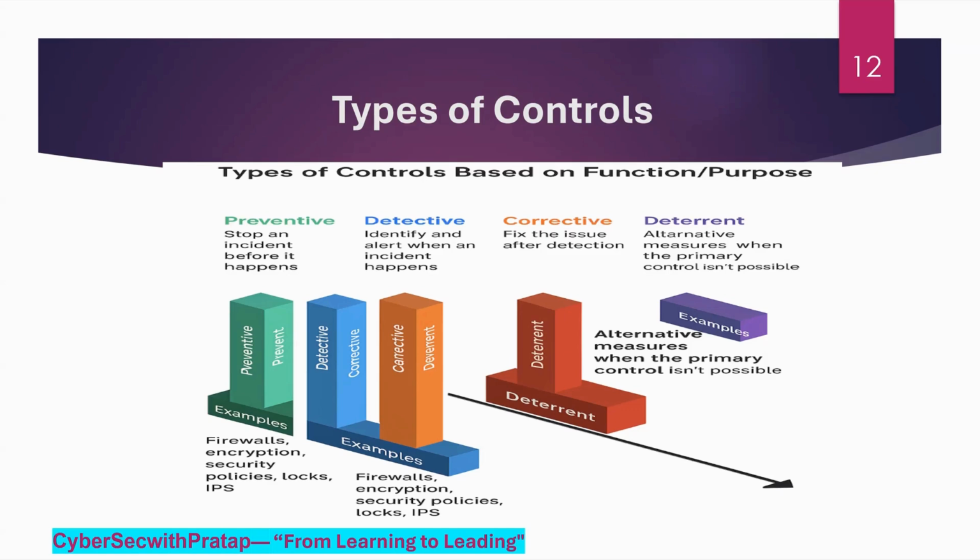Alternative measures when primary controls are not possible, you can say deterrent. There are so many other things you can move ahead with. Clear now?